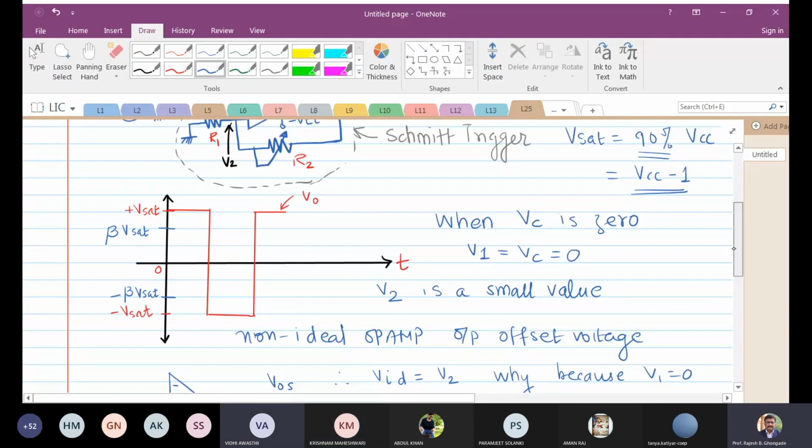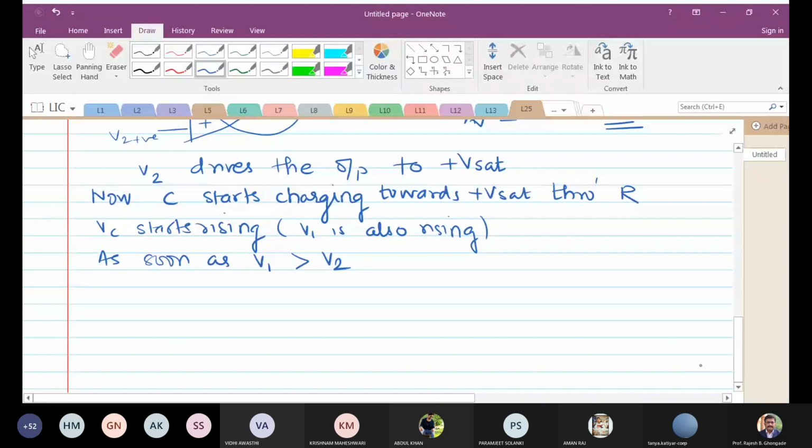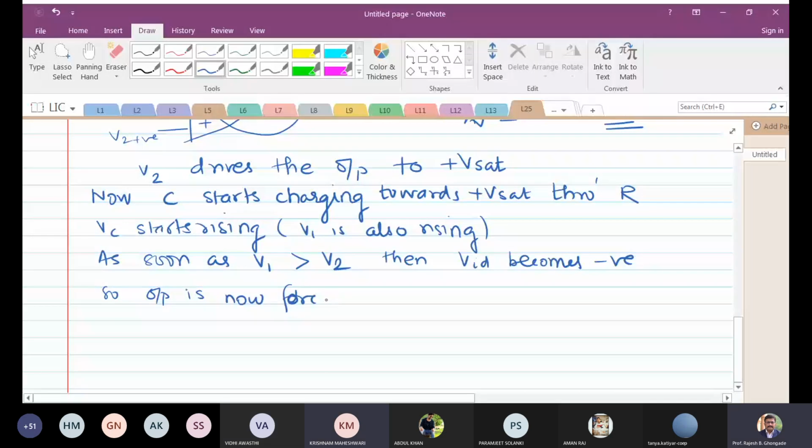So what we can say? Then VID becomes negative. Now if VID becomes negative, what will happen? The output will shift to negative saturation. The output is now forced to what? Negative saturation, minus Vsat. Very correct. Now the operational amplifier output is minus Vsat.